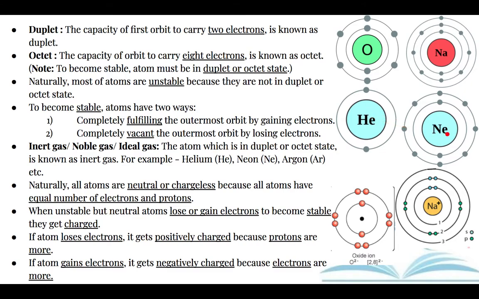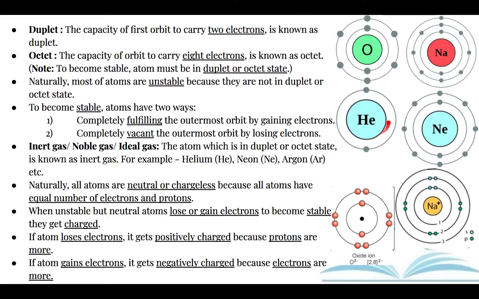And here helium and neon, since they are either duplet or octet states, such atoms are called inert gas or noble gas or ideal gas. So here you can check the definition. The atom which is in duplet or octet state is known as inert gas. For example, helium, neon, argon, etc.